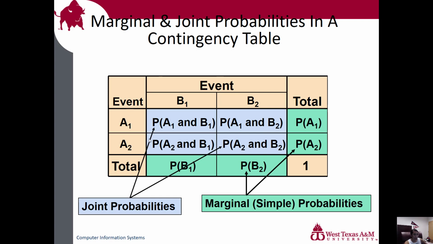So instead of using those equations, which you can use if you prefer, I prefer to use a contingency table. Here, in the middle of the contingency table are the joint probabilities, and then our total columns here are our simple probabilities.